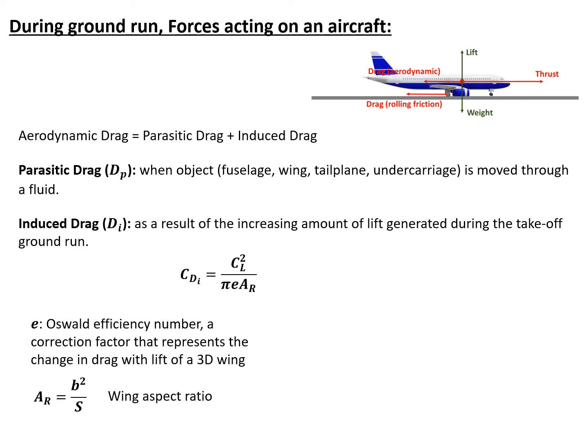So when we consider the induced drag, we know the wing has a finite span, so the 3D structure needs to be considered. That's why we have the aspect ratio and E, the Oswald efficiency.